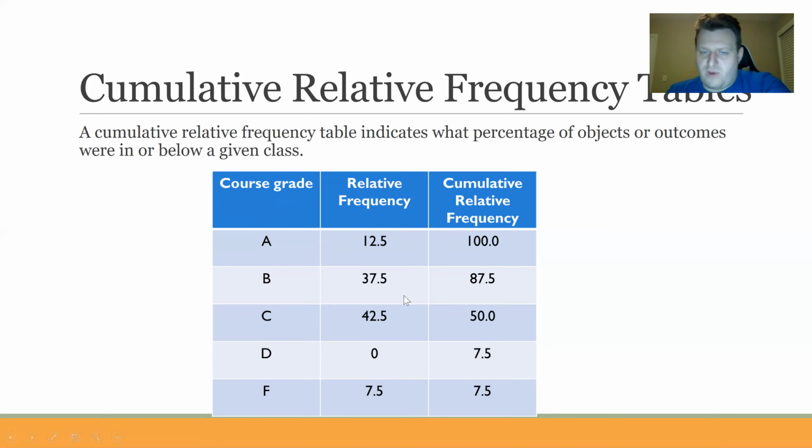All right. So for instance, if you made a C, you're in the 50th percentile. Half the people scored above you, half the people scored below you. And that's how we would go about interpreting that. So are you in the top percent of your class, top 10% of your class? You would have to look at something like a cumulative relative frequency table.